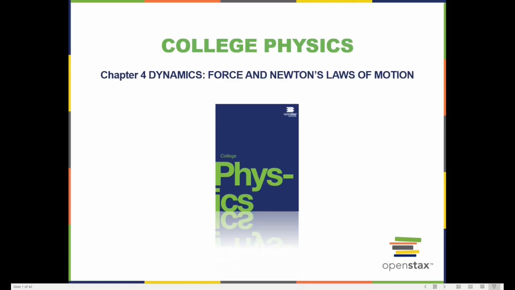Hello, welcome to Chapter 4 of College Physics. In previous chapters we've learned about kinematics, that is, we've learned how to describe objects that are accelerating. We've learned how to track their motion using kinematic description of the motion, and in particular we understand the kinematic equations of motion that describe objects with constant acceleration.